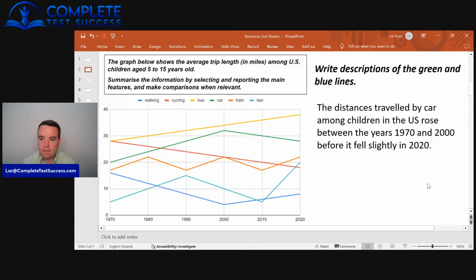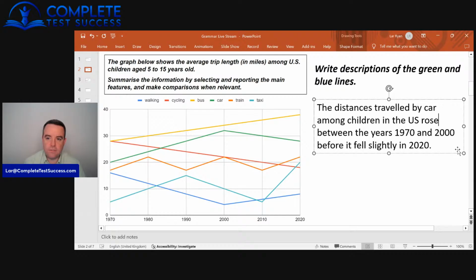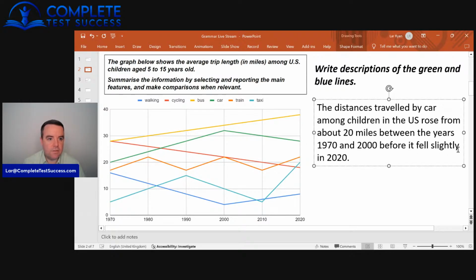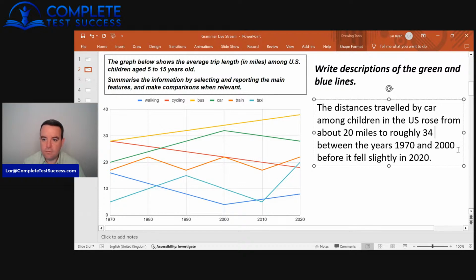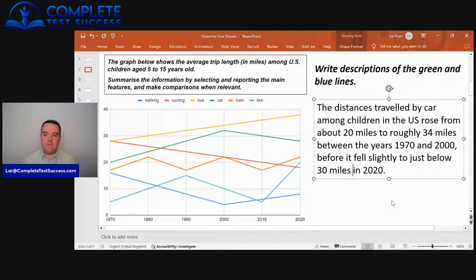So, let me just do it. The distance traveled by car among children in the US rose from about 20 miles to roughly, what did I say, 34 miles between the years 1970 and 2000, before it fell slightly to just below 30 miles in 2020.